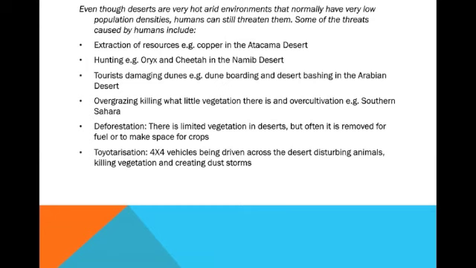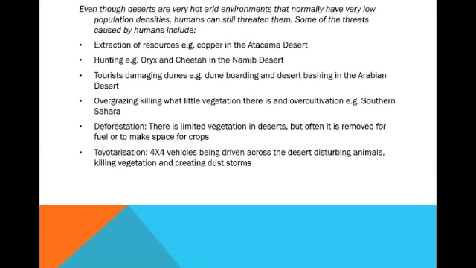Overgrazing, which will kill what little vegetation there is, and even overcultivation, so too much farming or too many animals living on the place and grazing the little vegetation because there's not a lot anyway, and all the animals eating it reduces it to pretty much nothing. Deforestation. There is extremely limited vegetation in deserts, but often what is there is removed for fuel or to make space for crops.